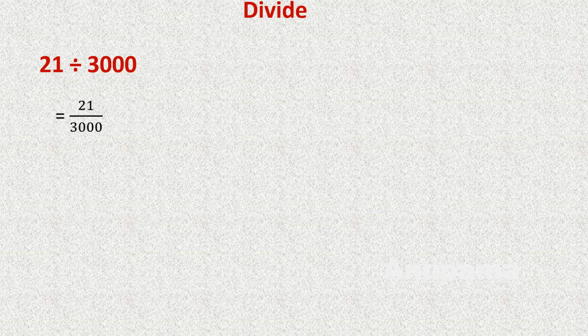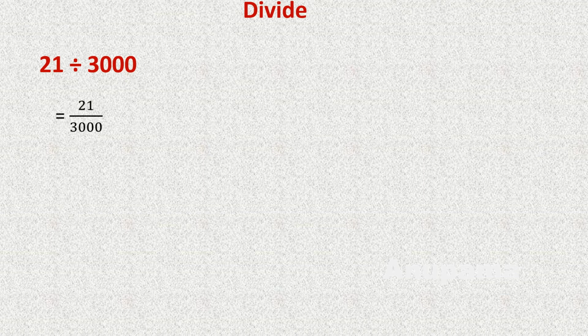Let us do one more type of question here. 21 divided by 3000. These types of questions can be done in many ways. One way is that you divide 21 directly by 3000, or you can do it by this method also, which I am going to tell you. At first write 21 divided by 3000 in the form of a fraction. So it is 21 by 3000.